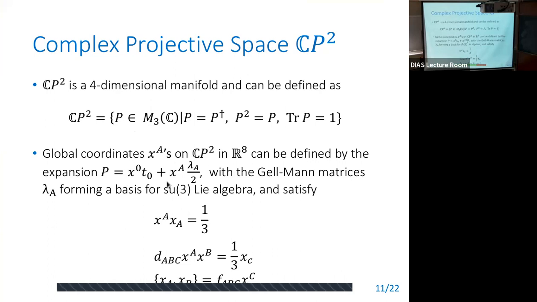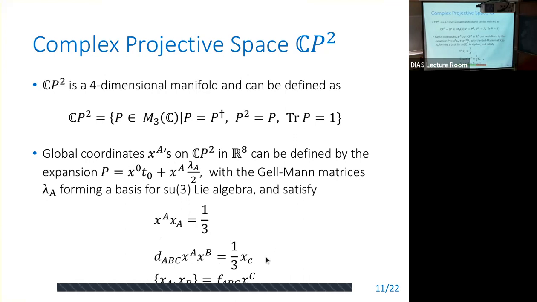And these global coordinates on CP2 satisfy these three relations. In the case of S2, we only have two relations. Here it's a bit more complicated, where the sum of the squares is 1/3. This last line has the Poisson bracket of the coordinates, analogously defined as in the SU(2) case, where f_ABC would be the structure constant for SU(3), and is analogous to the Levi-Civita symbol. And this third new relation involves a d tensor, which is a totally symmetric tensor, and the coordinates then obey this third relation as well.